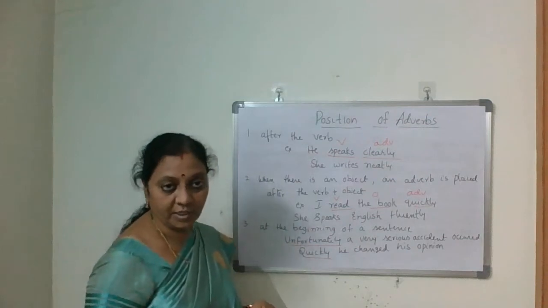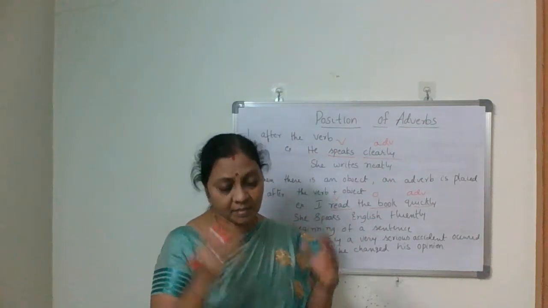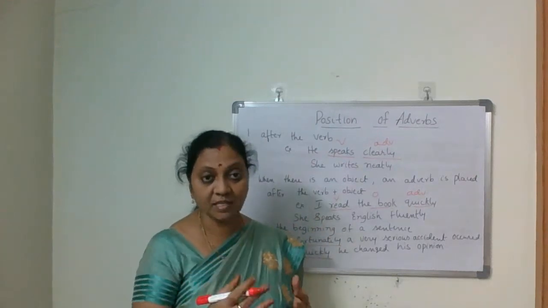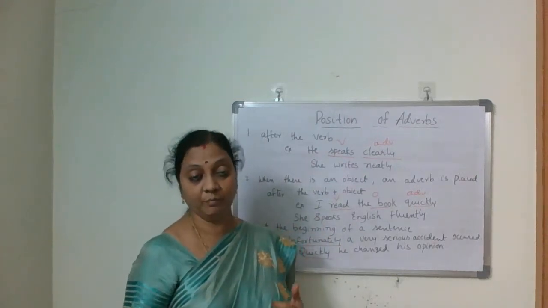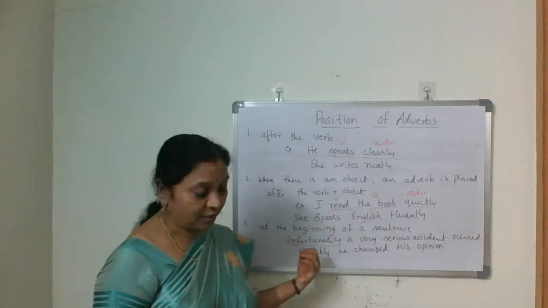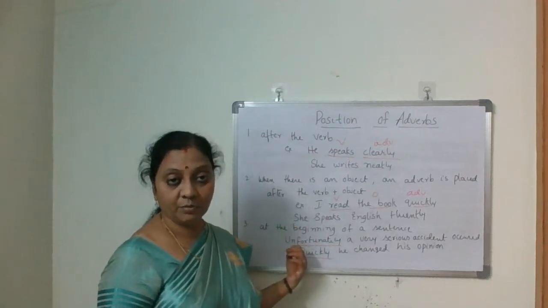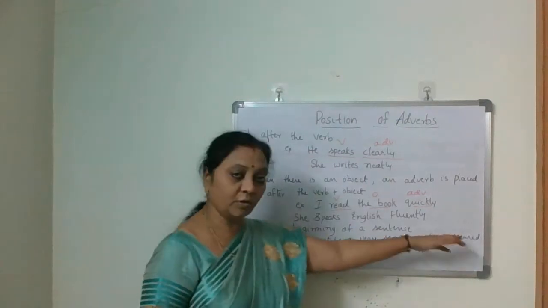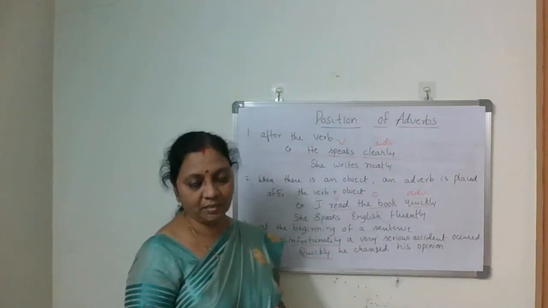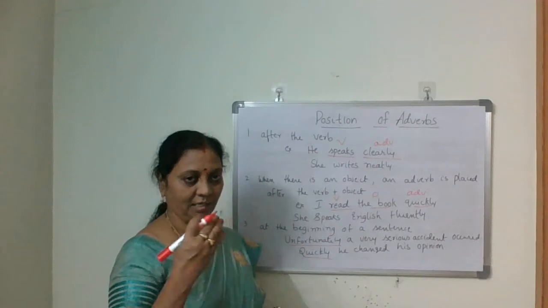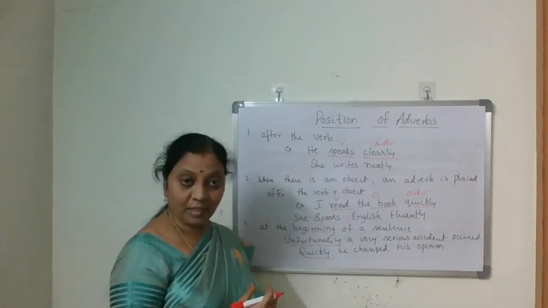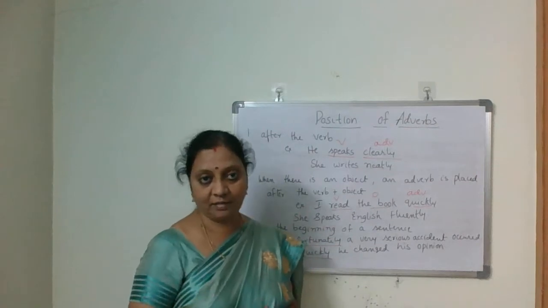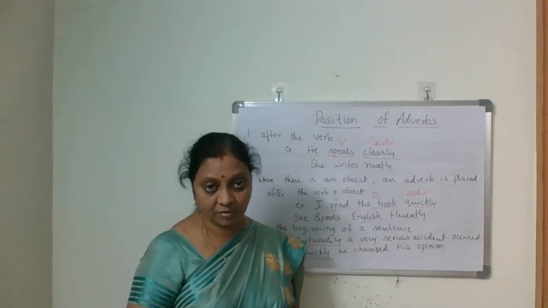Quickly, unfortunately, suddenly she fell on the road. Suddenly something happened. Suddenly, at the beginning only we use at that time. So at the beginning of the sentence we are using the adverbs to talk about how the incident took place. Unfortunately, suddenly, quickly.